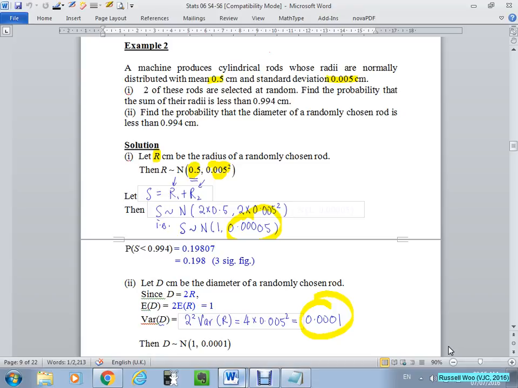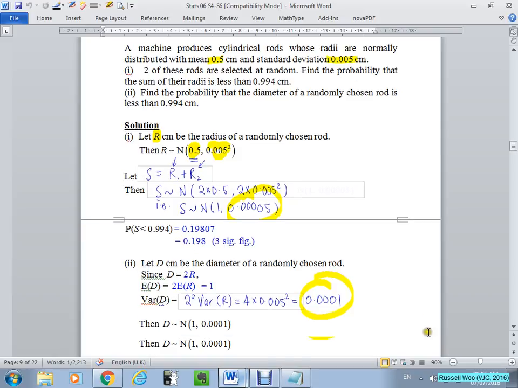So there's a difference. Part 1, we talk about R1 plus R2 because clearly we pick 2 rods. Part 2 is not R1 plus R2 anymore because you only pick 1 rod. So D is actually 2R. So distinguish between these two. What is the difference between R1 plus R2 and 2R? Because clearly they have different distribution.